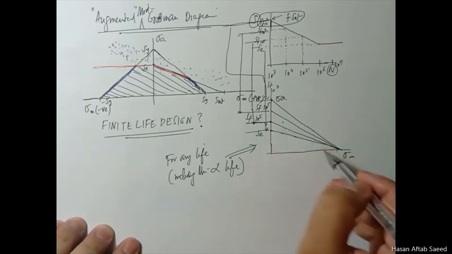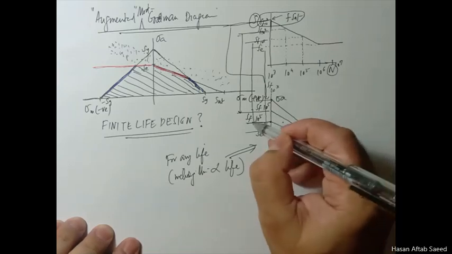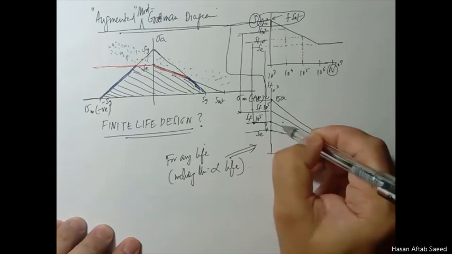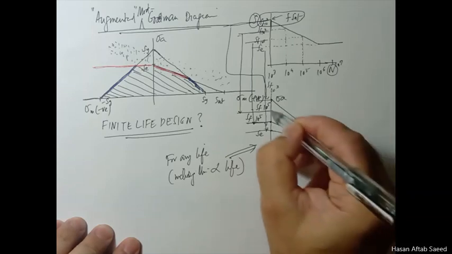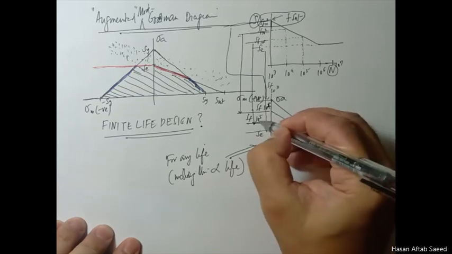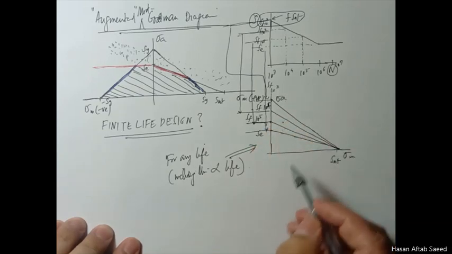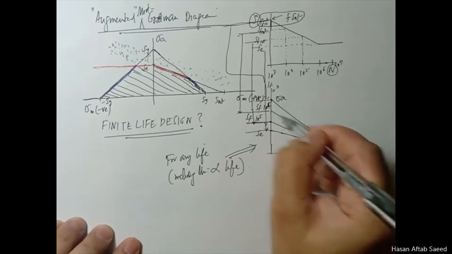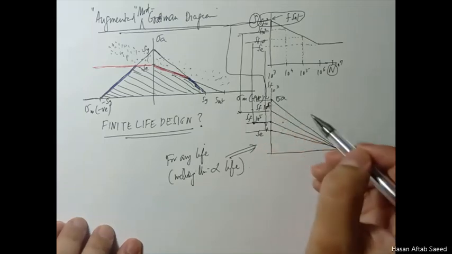So you just pick your line. If you want to design something for 10 raised to the power 5, this is your line to consider. Otherwise, this is your line if you're talking about 10 raised to the power 4. This is 10 raised to the power 4, this is 10 raised to the power 5, and this is 10 raised to the power 3. So if this is the line you're talking about, you're only interested in 10 raised to the power 4 cycles.